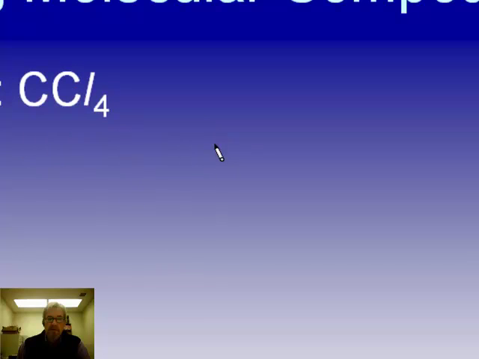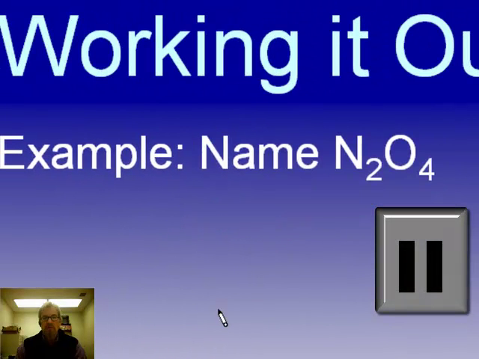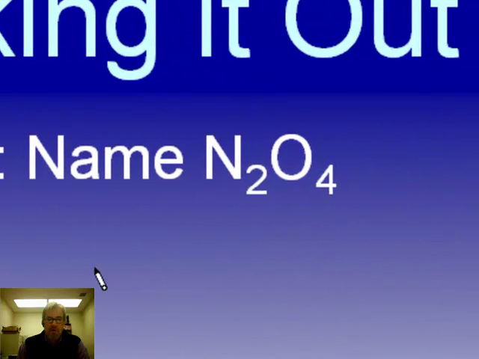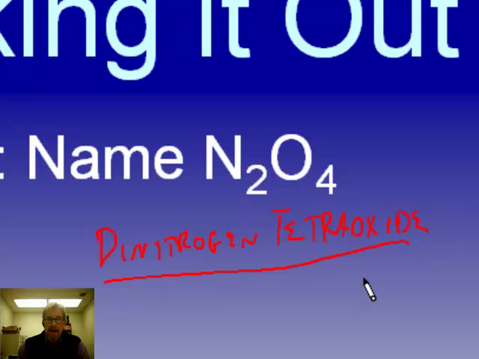So another one, this is a compound that used to be used for dry cleaning. Subscript on carbon is 1, so we just write down carbon. Subscript on chlorine is 4, and the word part for 4 was tetra. So carbon tetrachloride is the name. Try this one. Name N2O4. The subscript on nitrogen is 2, so we start out with dinitrogen. And the subscript on oxygen is 4, so we finish with tetra ox, and then we end in ide, tetraoxide. Or just tetroxide.